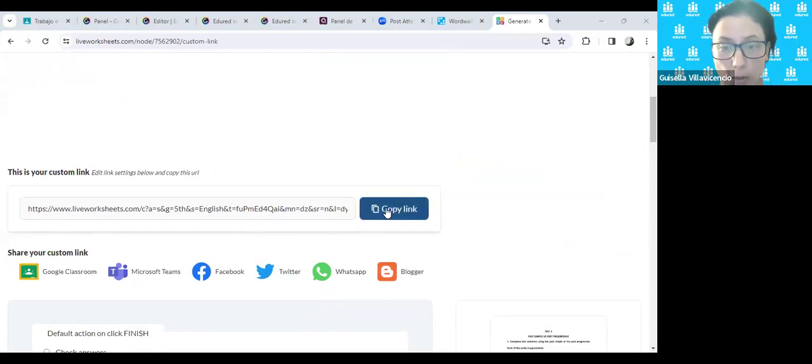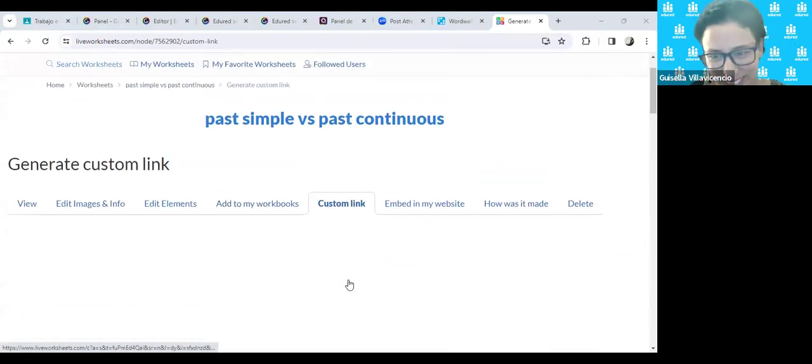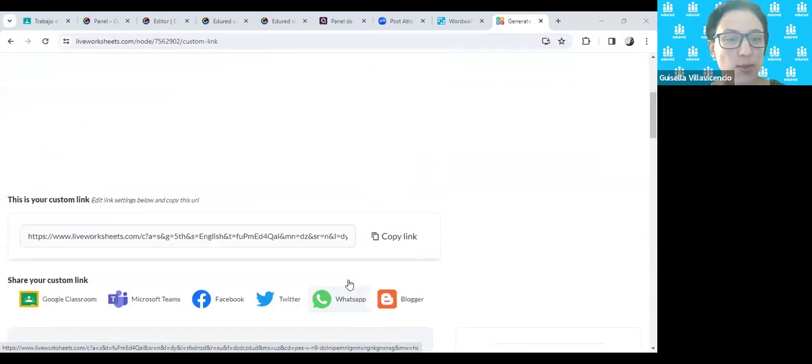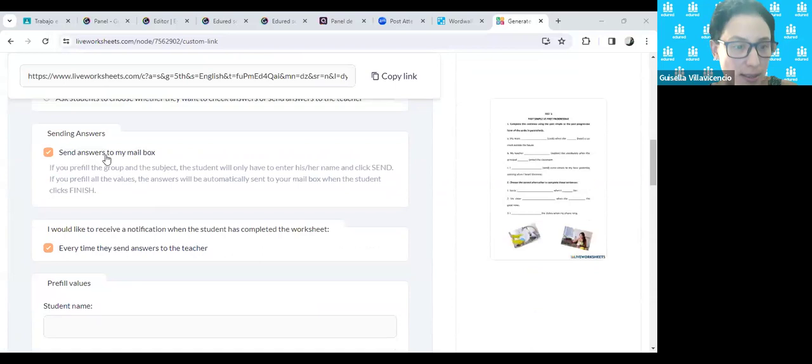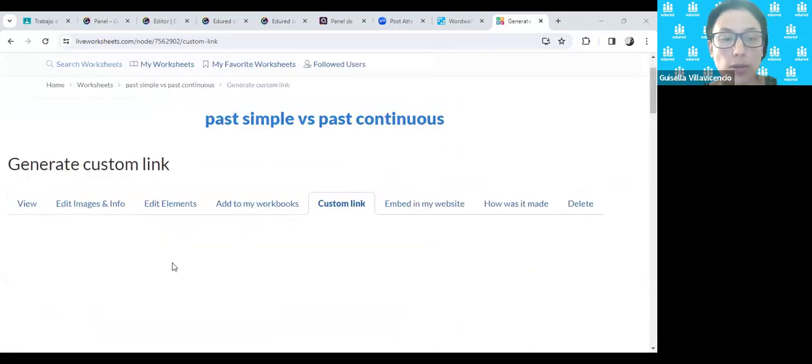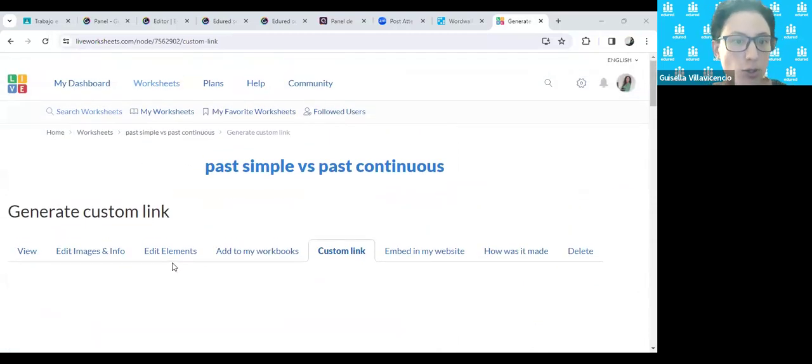Este link le comparten a los chicos. ¿Eh? Este link le comparten. Aquí está el link, un link bien largo que les he compartido en el chat. Cuando los chicos resuelvan, ¿sí? Como yo les estoy pidiendo acá que me envíen sus respuestas, porque yo le he dado un tick aquí, cuando ellos terminen su test, yo les estoy pidiendo a ellos que me envíen sus respuestas. Entonces yo voy a recibir esas respuestas cuando ellos las envíen. ¿Yes?